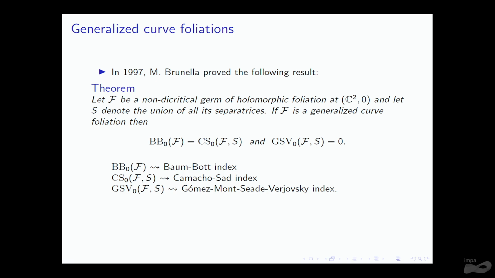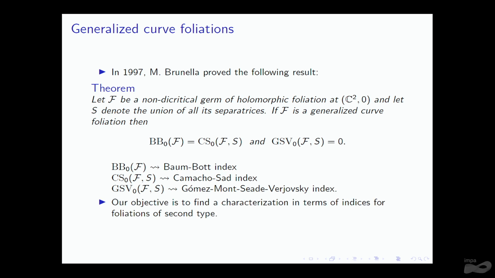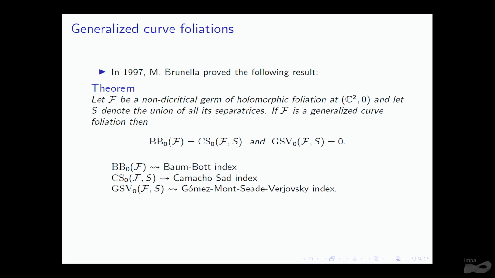Now, this result I present is, in a certain way, the inspiration for the rest of my talk. This theorem was proved by Marco Brunella. Let F be a non-dicritical germ of foliation, let's say in (C^2, 0), and let S denote the union of all its separatrices. Non-dicritical means a finite number of separatrices. Then F is a generalized curve foliation if and only if I have these conditions here: BB is equal to CS, and GSV is 0.